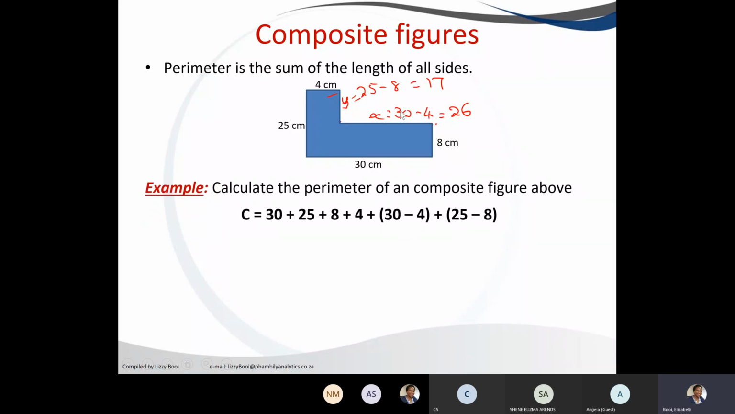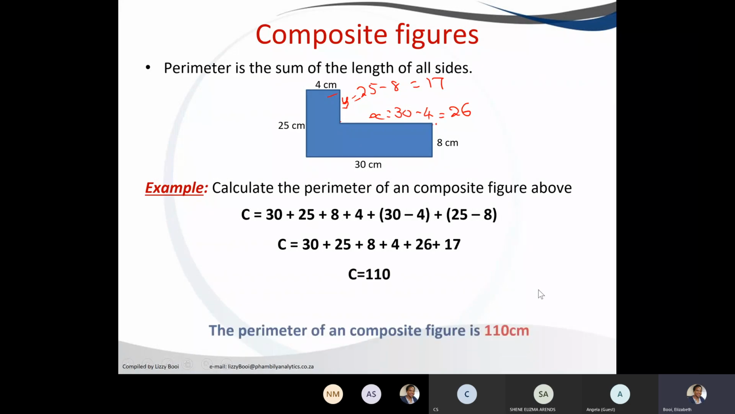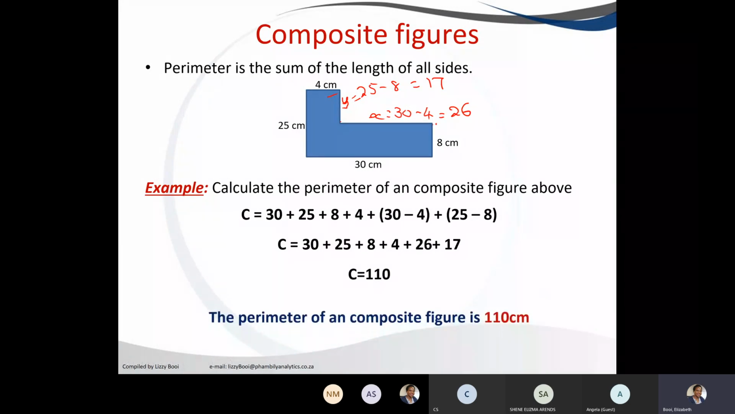So to calculate the perimeter of this, we can just add all of them. Remember that it was 30 minus 4, which was that, and 25 minus 8, which was that. So we can just add them. 30 minus 4 is 26, plus 17, and you add all the sides together, and that will give you the perimeter of this composite shape.